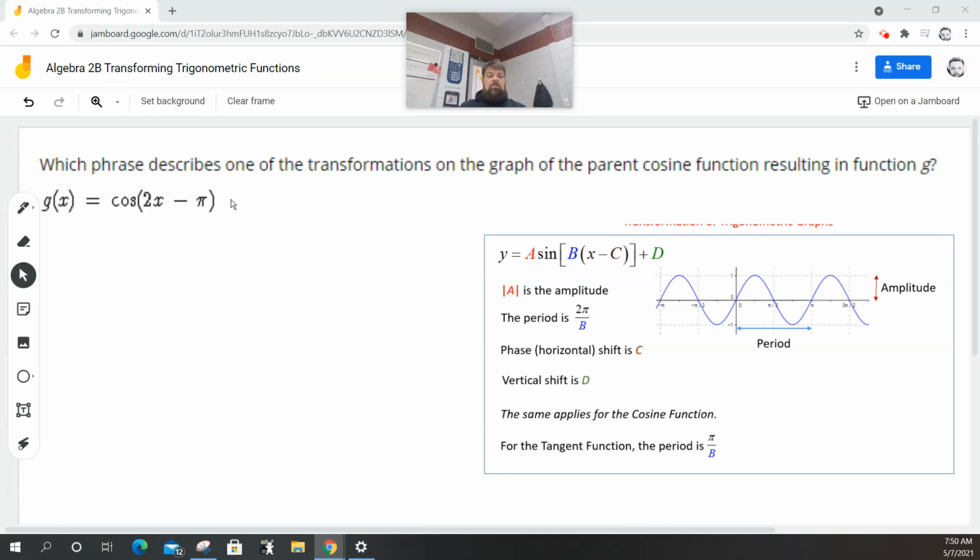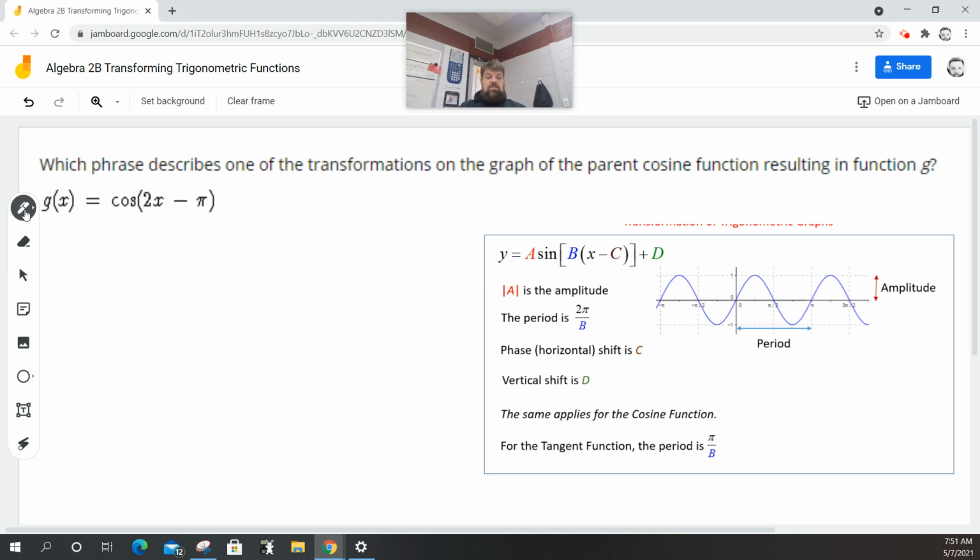So it says, which phrase describes one of the transformations of the graph of the parent function of cosine resulting in the function g? So when we look at this, there's a, b, and c. A is 1 by default, d is 0 by default.